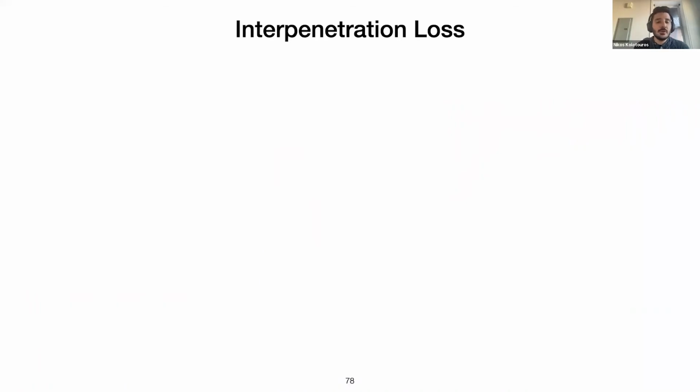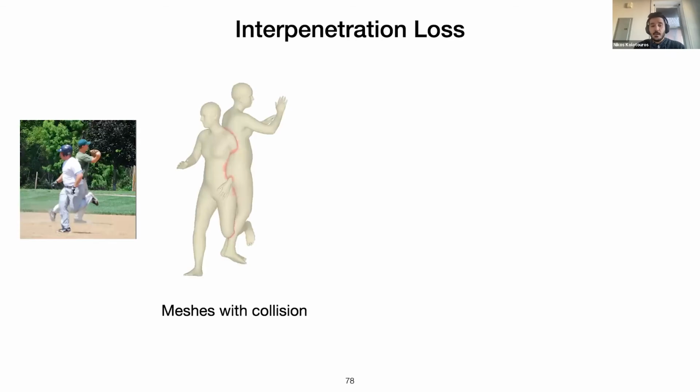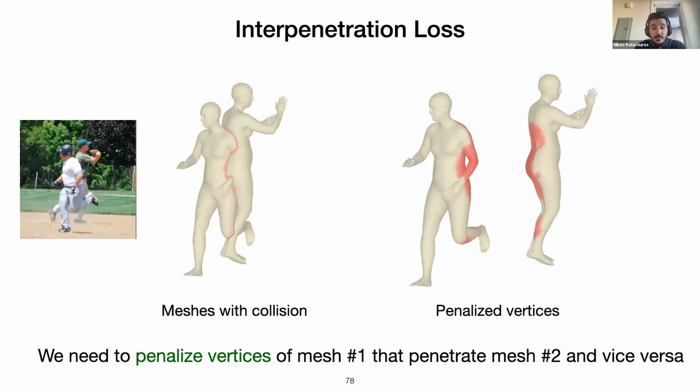Let us now look in more detail how these losses work. Our first loss is an interpenetration loss. Since we use a feed-forward regressor, there is no guarantee that the predicted meshes will not penetrate each other. And in fact, very often we have this collision problem with our predictions. To avoid this, we need to penalize the vertices of mesh 1 that penetrate mesh 2 and vice versa. Ideally, vertices that penetrate the mesh far from the surface should also be penalized more heavily.